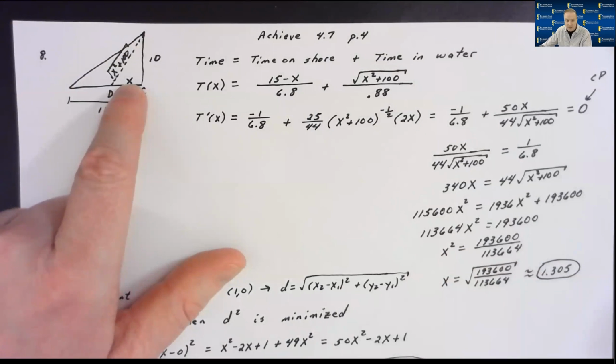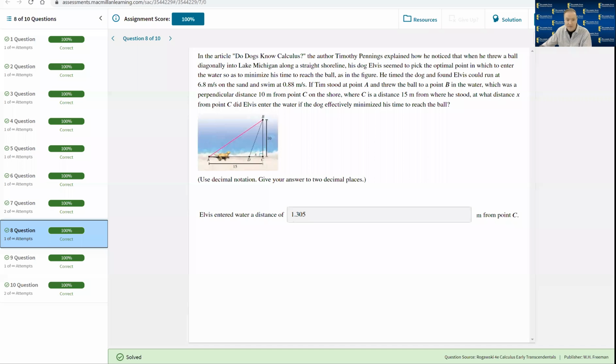Let's make sure I'm answering the question. I believe that's all it asked. Yeah, that's all it asked. It was the answer x. Elvis entered the water at a distance of blank from point C. All they want is that distance x. That's what I have. It actually says give your answer to 2 decimal places, but it accepted my answer to 3 decimal places. So 1.31 should have been my answer versus what they wanted there, but they accepted my 3 decimal place correct answer.